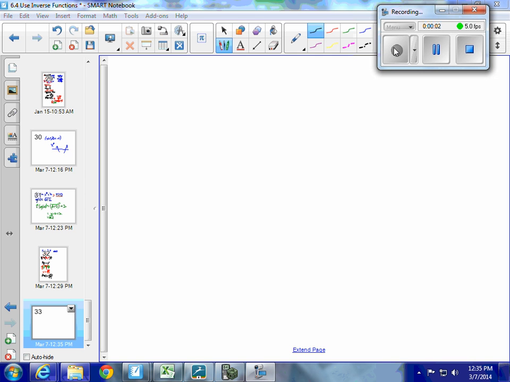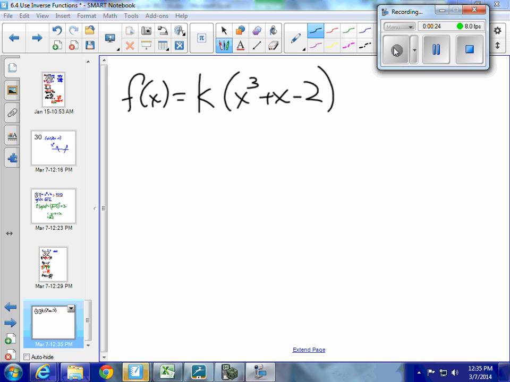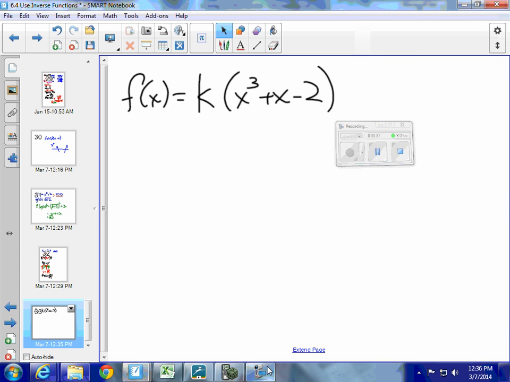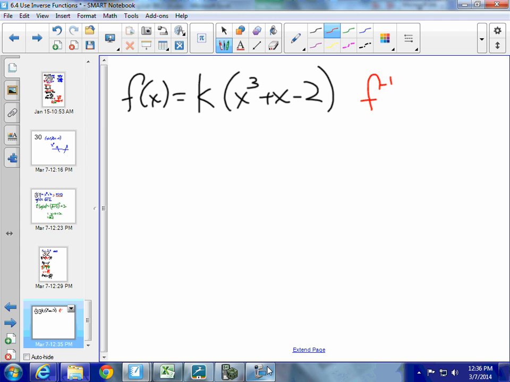What I have is a function. It tells me f of x is equal to k, a mystery number, times x cubed plus x minus 2. And it's also telling me that f inverse of x, the inverse function of this, with an argument of negative 12 is equal to negative 1. And they're asking me to solve for k.